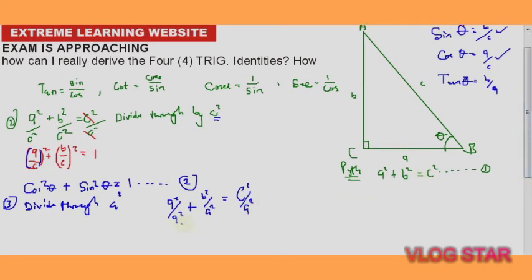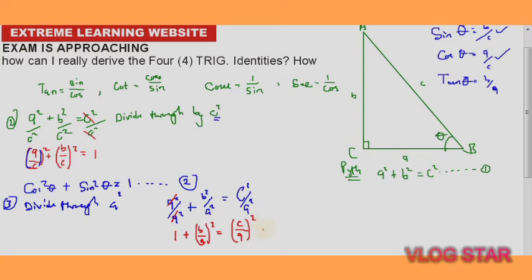Now here, let's have this a squared over a squared. The a's cancel and leave us with just 1, plus b over a, all squared, is now equal to c over a, all squared. Now this is what we got.